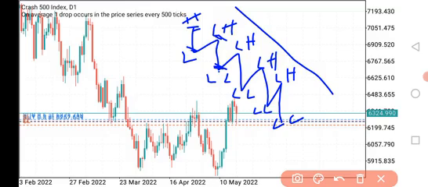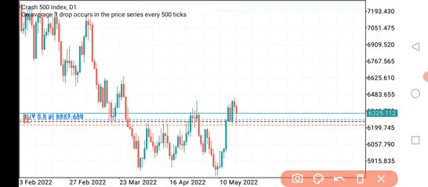Now, when price starts doing this, you know that price is already trending downward. So this is what it means when we are told that price is in a sell trend. Now I'm going to demonstrate a buy trend, a buy structure, so that you can have an idea of what we are talking about.